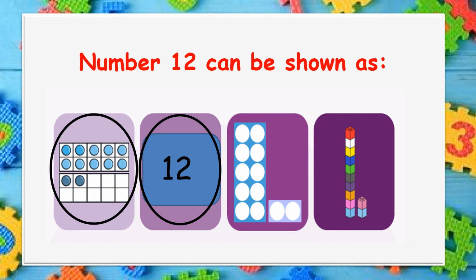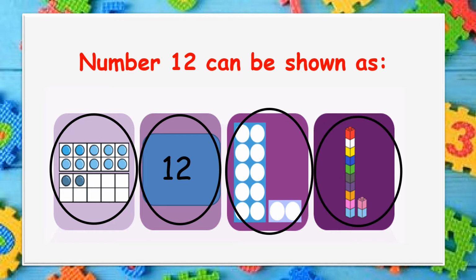In numbers, when we write 12, we write 1 and 2. And in the third one, we can see 10 dots and 2 more dots. They are 12. And in the final one, we can see 2 stacks here. One stack has 10 blocks and we have added 2 more to show number 12.